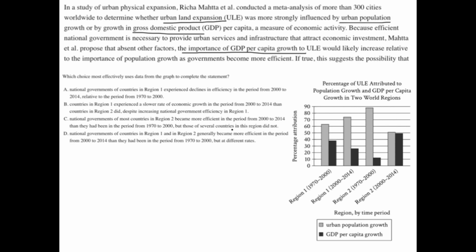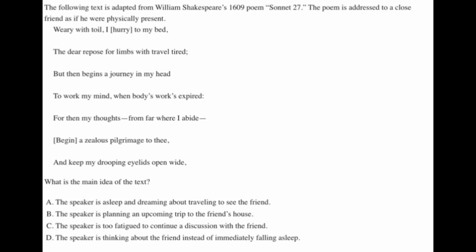We don't need to consider other countries in the region. D. National governments of countries in Region 1 and in Region 2 generally became more efficient from 2000 to 2014, but at different rates. That, again, is not what we're looking for. B is truly our answer because it expresses that Region 2 had a higher rate of economic growth than Region 1. Let's look at this poem.